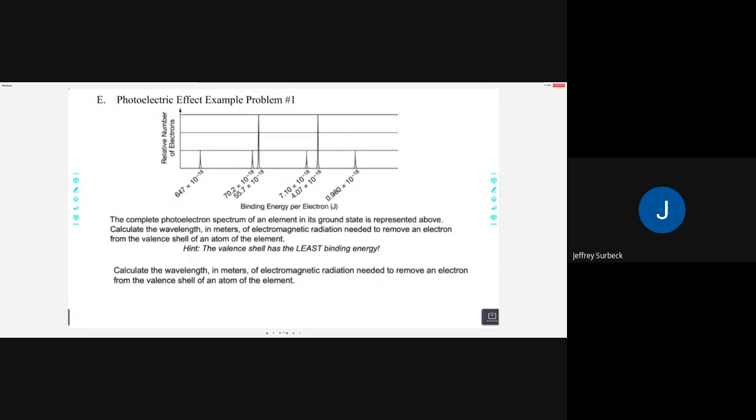It says the complete photoelectron spectrum of an element in the ground state is represented above. We want to calculate the wavelength in meters of electromagnetic radiation needed to remove an electron from the valence shell. And then it says, hint, the valence shell has the least binding energy. So is it going to be furthest to the left or furthest to the right in this particular experiment?